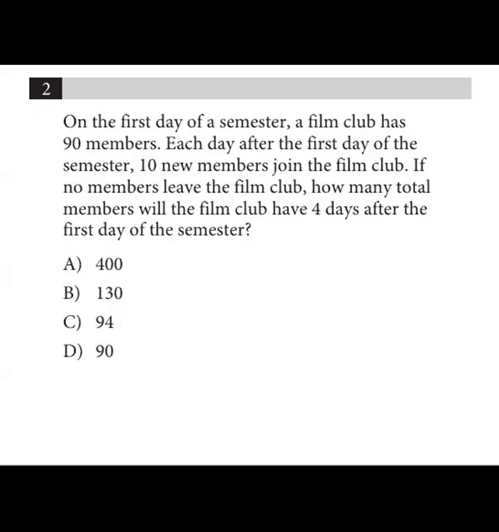Okay, so for question 2, on the first day of the semester, we're told they have 90 members. Each day after, 10 more join. How many is it 4 days after, if none leave? So 90 plus 10 times 4 is 40 plus 90, which is 130. So the correct answer is B.